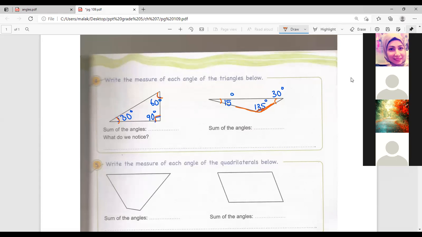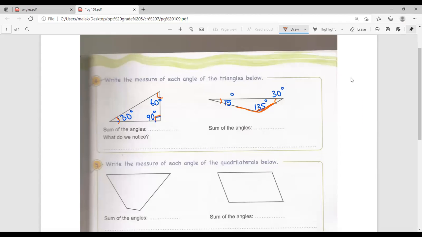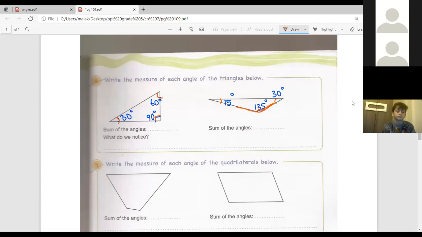Salma, give me obtuse angle. Which angle here is an obtuse angle? 135. Bravo, excellent. Right angle, Salma. 90. Excellent, proud of you. Selina, give me acute angle other than 30 and 15. 60 degrees. Excellent, bravo.